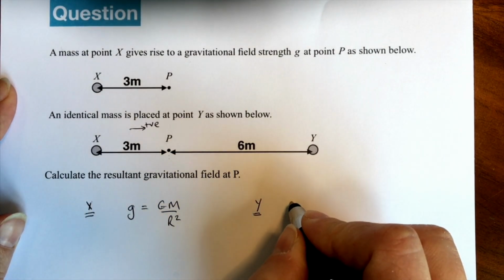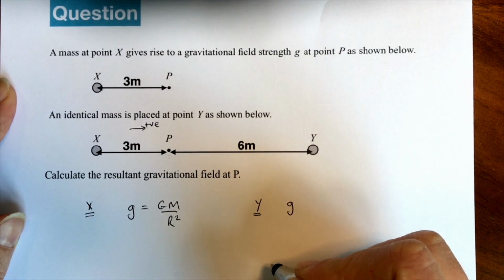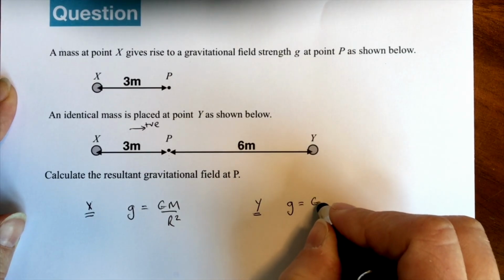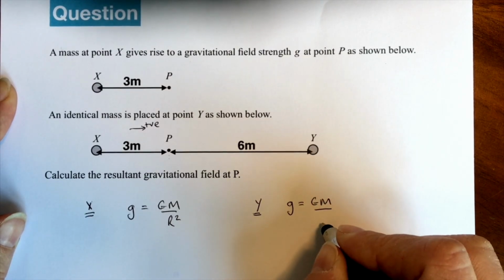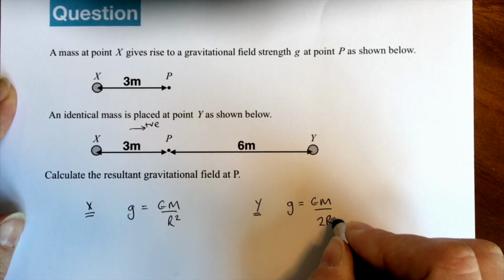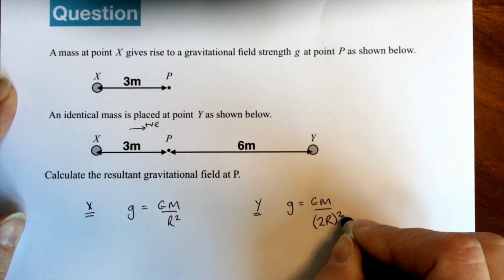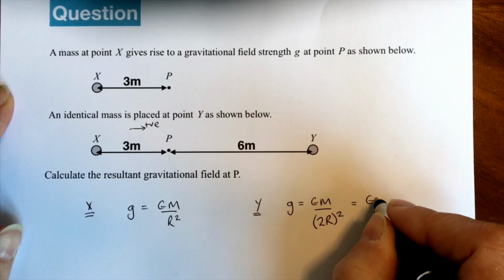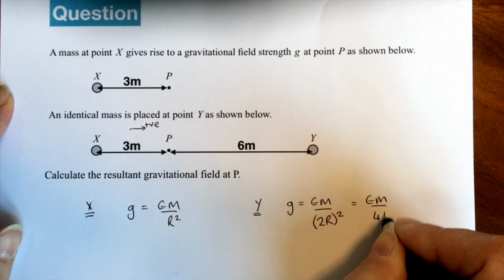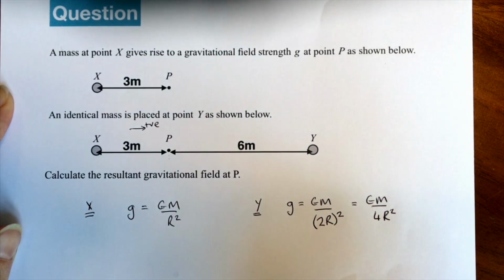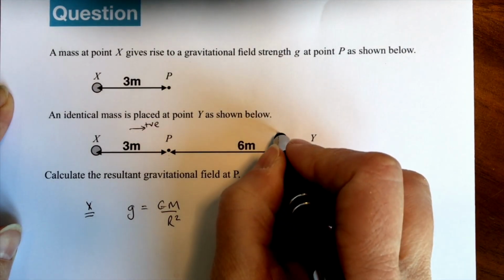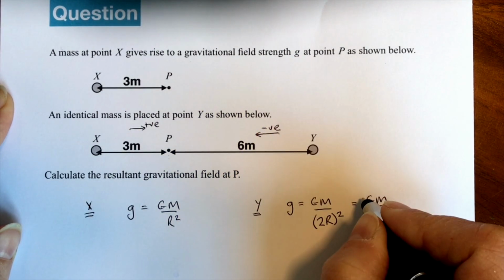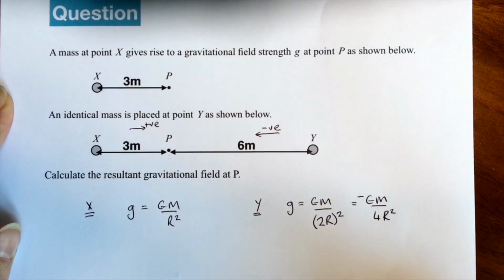So I'm interested to find out how the gravitational field strength will be affected by the change in distance. So we've got Gm, and instead of r squared, we've actually got (2r) squared because it's double the distance than at X. So we can extend that to say Gm over 4r squared. The other thing we need to take into account is the fact that it's in the opposite direction. So we're looking at gravitational field strength being negative.